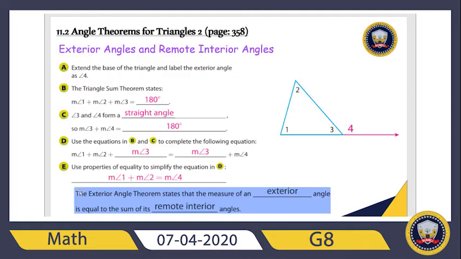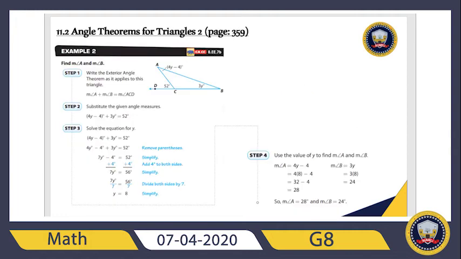What is it again? It says that the sum of the remote interior angles is equal to the measure of the exterior angle. I'm going to do the same thing here. My exterior angle is ACD. It is equal to the sum of its remote interior angles. Can C be considered as a remote interior angle? The answer is no, of course.